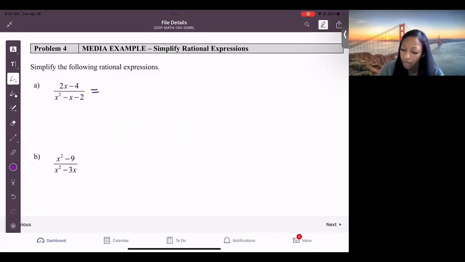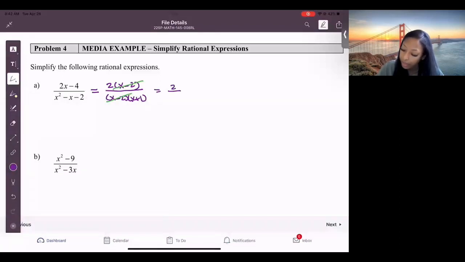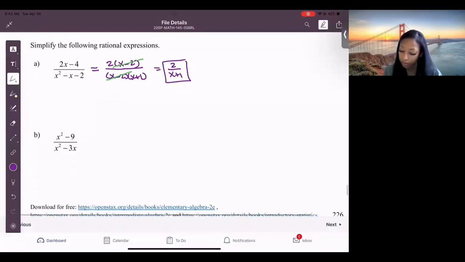For part A, in the numerator, we can factor out a 2. So this is 2 times x minus 2. And in the denominator, this trinomial factors to x minus 2 times x plus 1. So the x minus 2's cancel out. Sorry, I want to cancel them with a different color. And we're just left with 2 in the numerator and x plus 1 in the denominator. So that's good for part A.